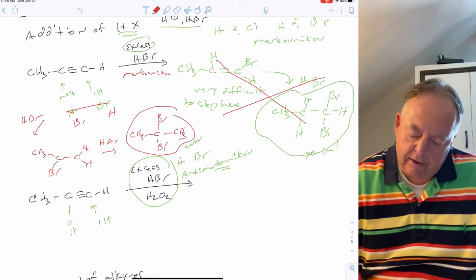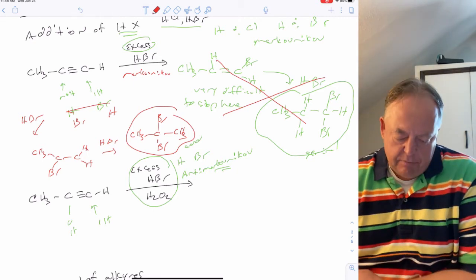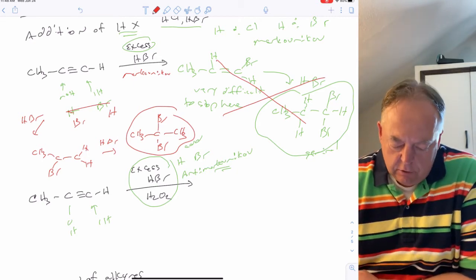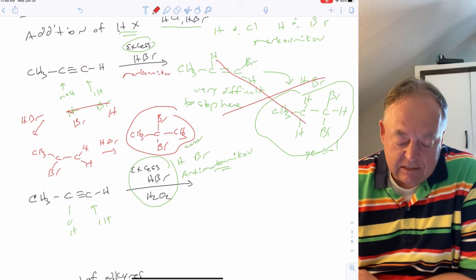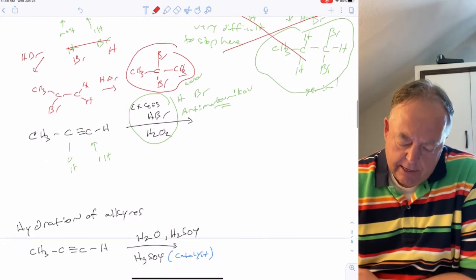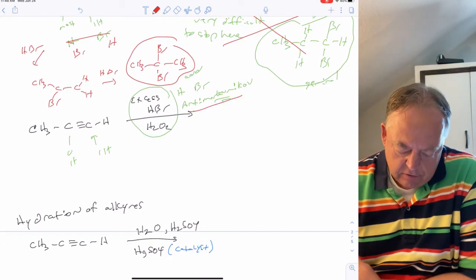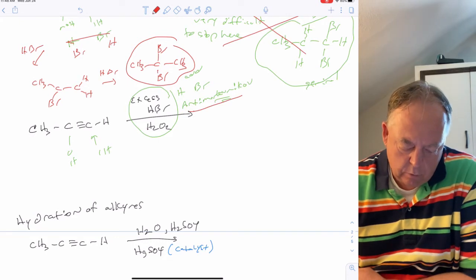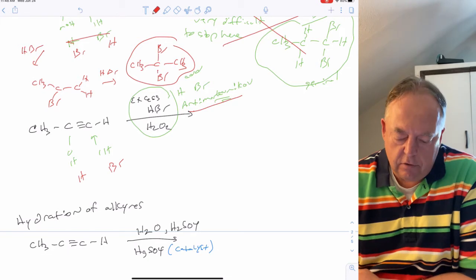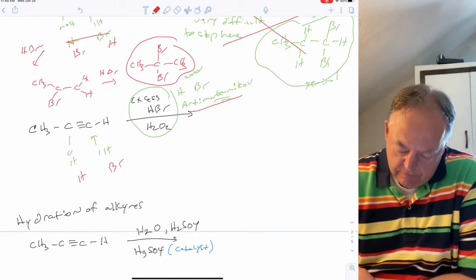And that would be your final product, where we add HBr twice. H goes to the carbon with the most number of hydrogens since it's Markovnikov. This, however, is anti-Markovnikov. So now we would want to put the hydrogen on the carbon with the least number of hydrogens. So hydrogen's going to go there and bromine's going to go there. We're just going to do it 2 times.